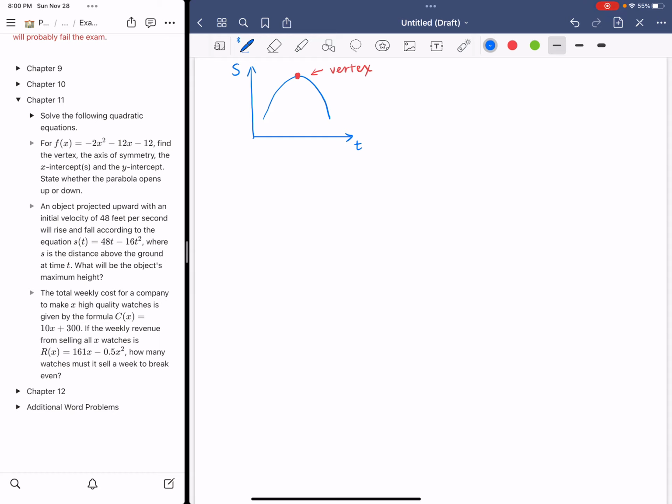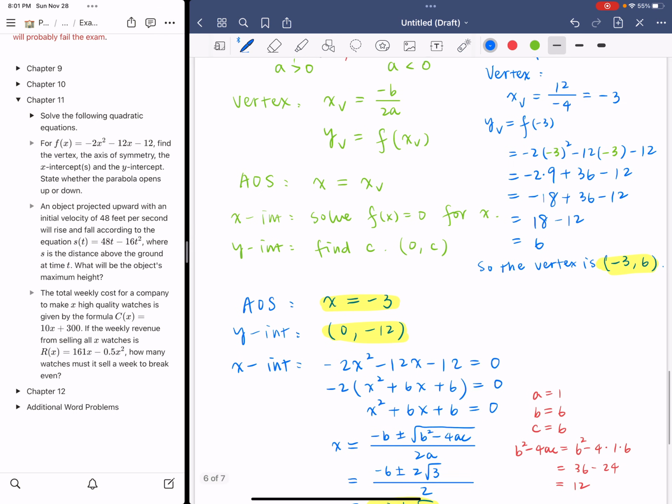Let's first write down the function again. s of t equals, I'm going to switch the two terms a little bit. Instead of writing 48t first, let's do negative 16t squared first, and then plus 48t. So this is basically the function. And we're going to look for the vertex using what we just reviewed in the previous problem.